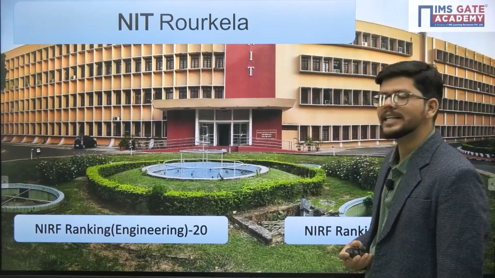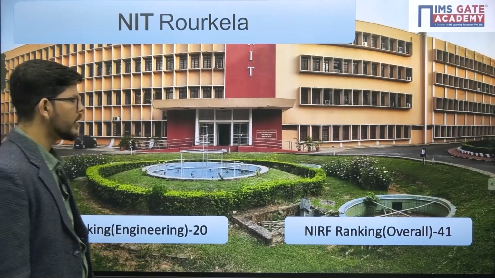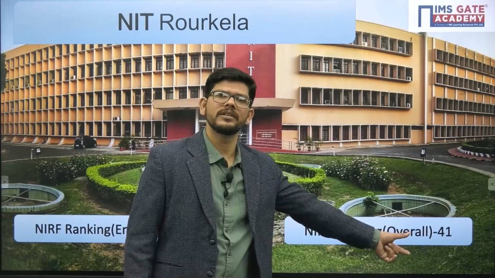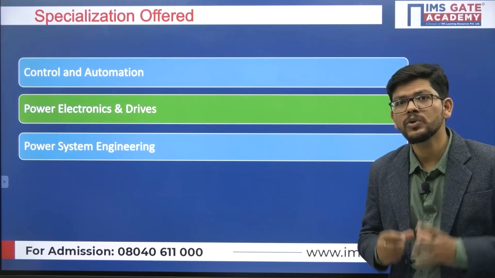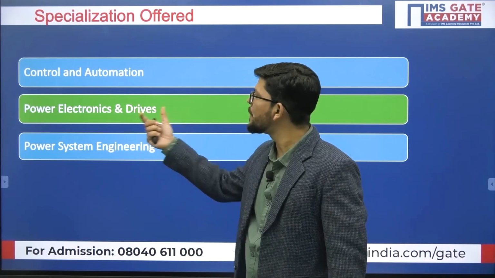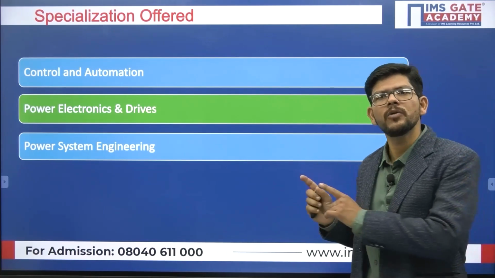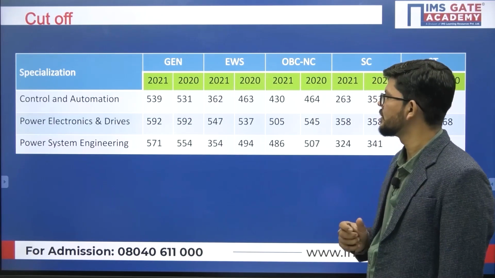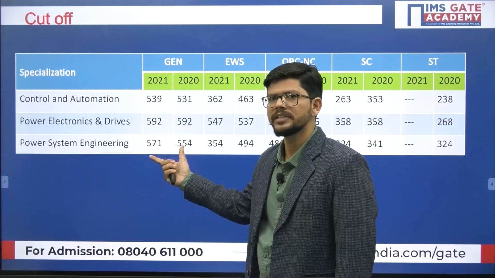Now the next NIT that I have chosen to cover in this series is NIT Rourkela. Its ranking in engineering segment was 20 and in overall segment was 41, quite a good ranking, okay. The specialization they offer to electrical guys are control and automation, power electronics and drive, power system engineering. So core electrical domain is also there at NIT Rourkela. Talking about recent cutoffs, if your score is above 550, I think definitely you can get into NIT Rourkela.